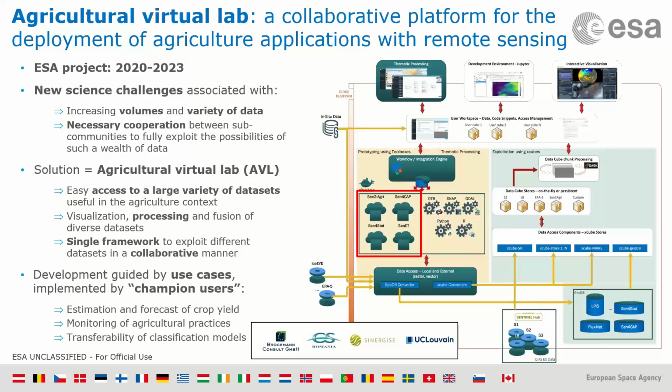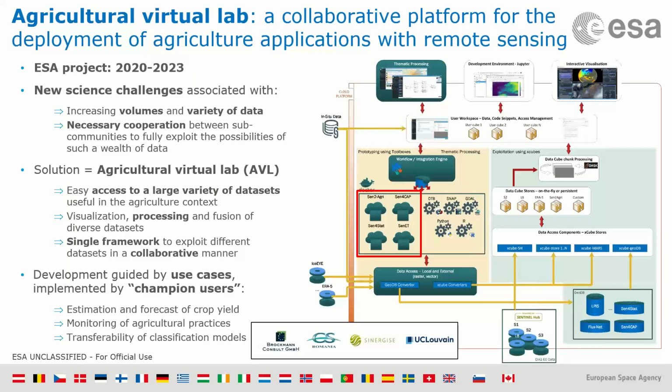My last slide will be about a new ESA project, which is starting just now. So the Agricultural Virtual Lab, AVL, which will last 3 years. This lab aims at being a collaborative platform for agriculture applications with remote sensing. And so this project addresses new or current challenges related to the increasing volumes and variety of data and the need for more cooperation.